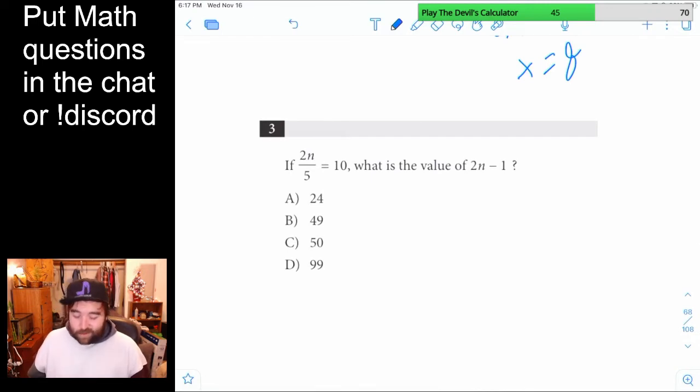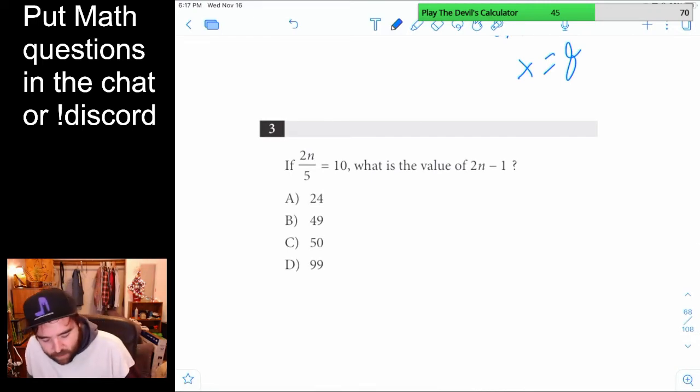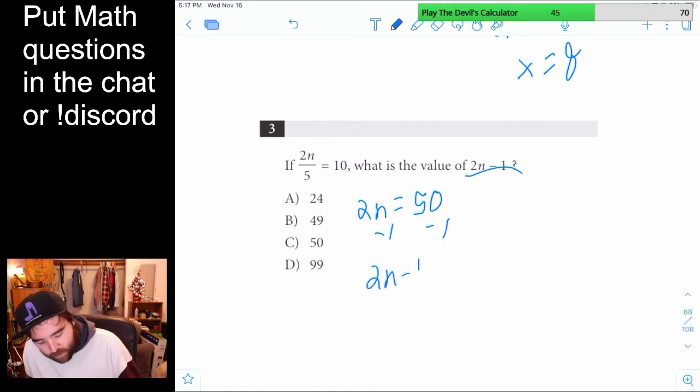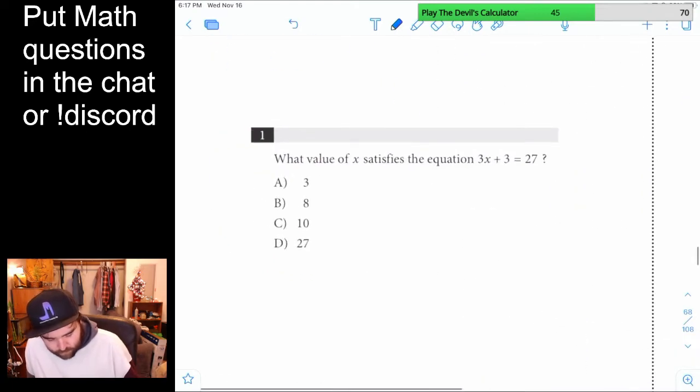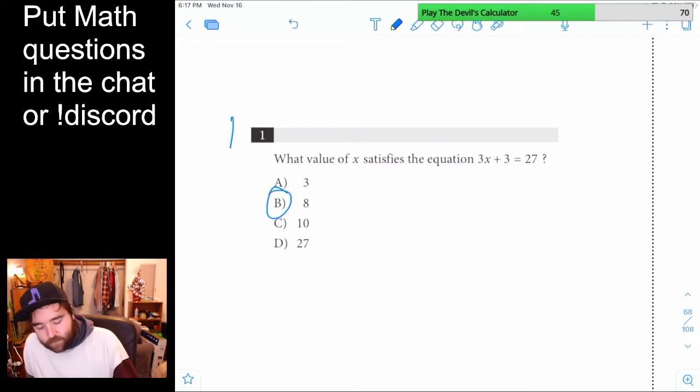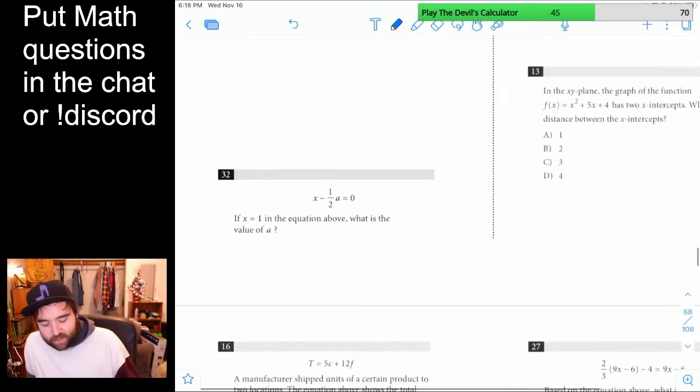This is also pretty easy. Again, this is kind of cool because we don't need to solve for n. We should cross multiply, or multiply both sides by 5, to get 2n equals 50. And then what do we want? 2n minus 1. So we should just subtract 1 from both sides. So 2n minus 1 is 49. That's a repeat. This was made by a human, so there's mistakes.